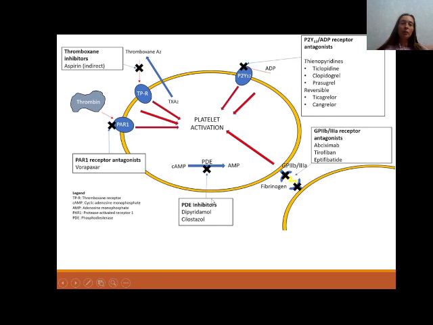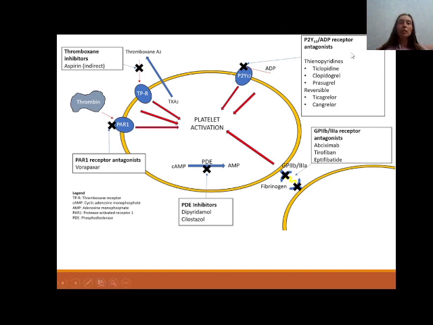Next, PDE inhibitors. From the name of the group, we see that these drugs inhibit the phosphodiesterase enzyme. This enzyme normally destroys cAMP. So if cAMP is not destroyed because of phosphodiesterase inhibition, cAMP increases, and as a result, there is again a decrease of platelet activation.